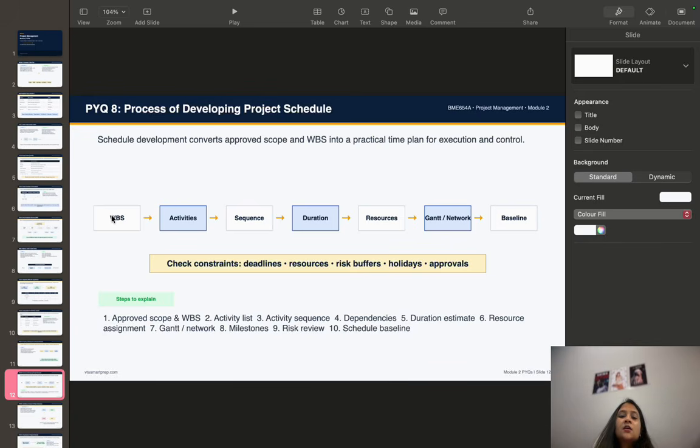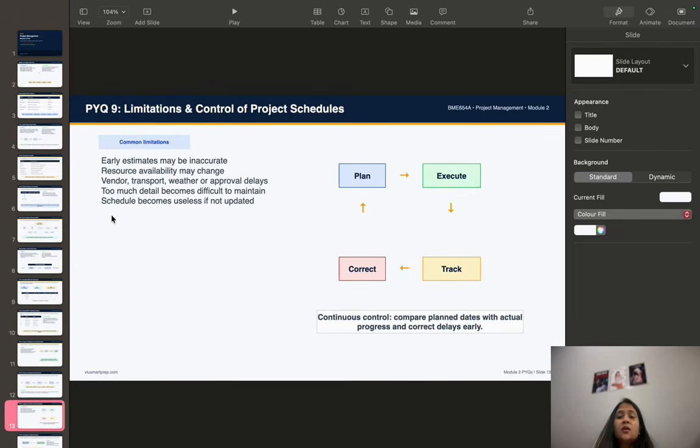Next is limitation and control of the project schedule. Project schedules are useful, but they also have limitations. First, in the early stages, the estimates may be inaccurate. Second, what resources will be available may also change. Third, you can also say that vendor delay, transport delay, weather delay, or approval delay may affect the schedule. And in the fourth point, you can say that if the schedule has too much detail, it becomes difficult to maintain.